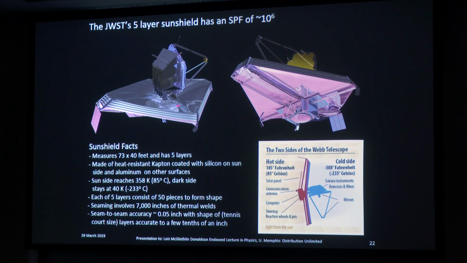The sunshade has to have a very precise shape so that stray light reflecting off it can't get into the telescope. And as those of you who sew know, to make a curved thing out of flat cloth, you need to do a quilt with lots of seams. And this sunshade is actually a quilt of more than 50 pieces with 7,000 inches of seaming. Instead of using needle and thread, we used thermal spot welds. But this was an enormous undertaking to build the sunshade, and that work is behind us now as well.